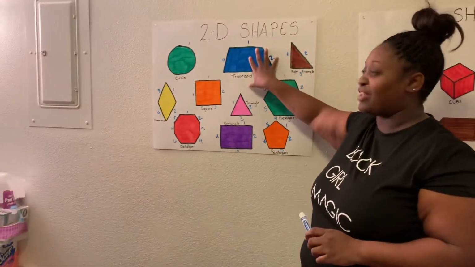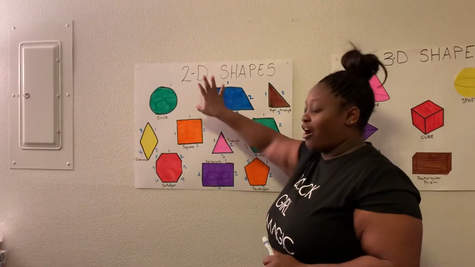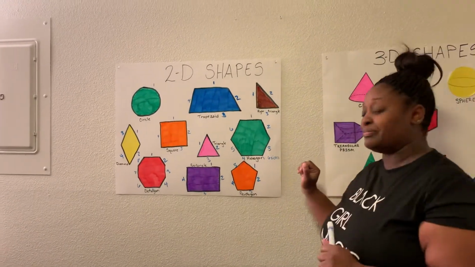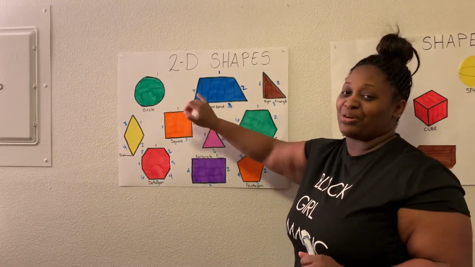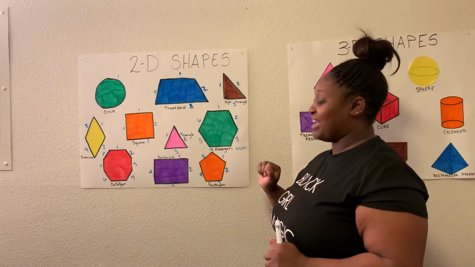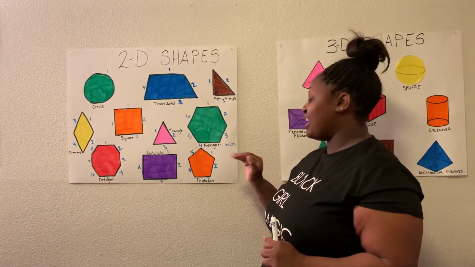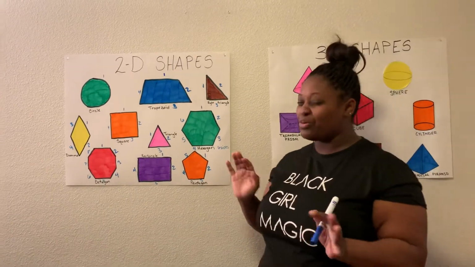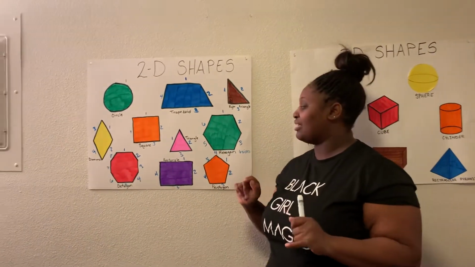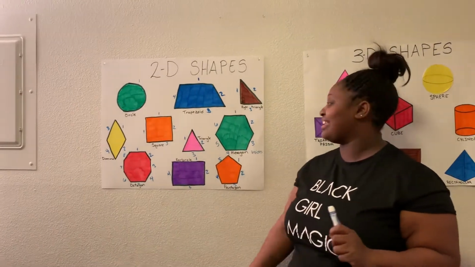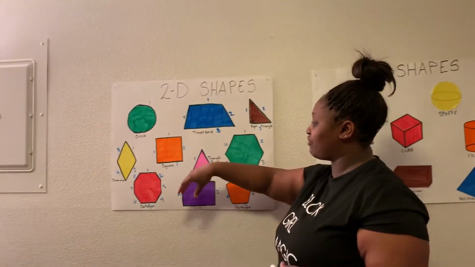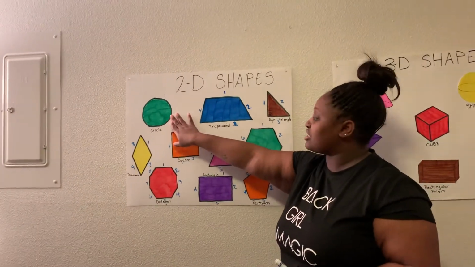Let's first talk about the 2D shapes. Are there any shapes you see on this poster that you know already? A circle, yes. Any other shapes? A triangle, good job. Any more shapes that you see? A square, yes. So let's go over the poster and look at the different shapes. So the first one is the circle.